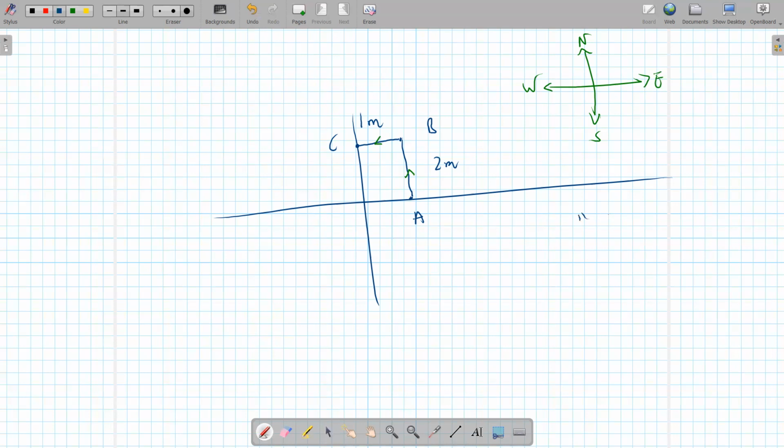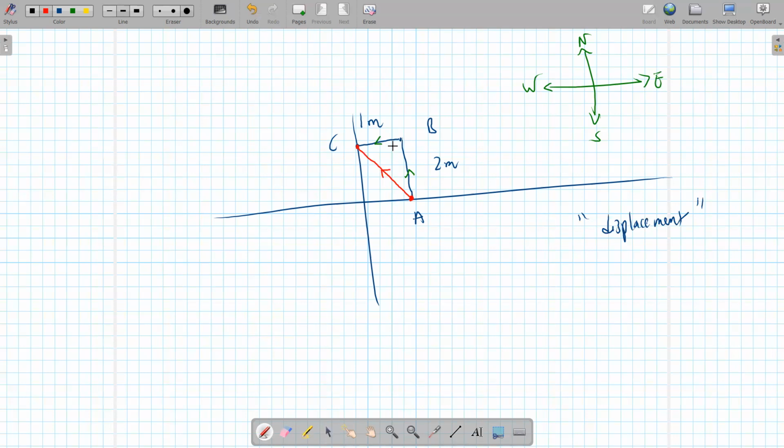Displacement, it doesn't care about how you go about from A to C, okay? Displacement only looks at the initial point, this, and then it looks at the final point C. It doesn't care about the path that you took to get there. That's what distance does. The displacement from A to C, the magnitude is gonna be this right here. See that? That's gonna be the number.